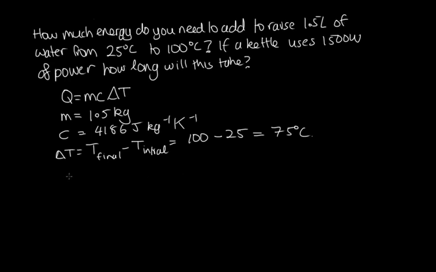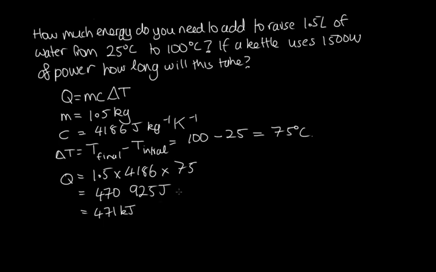And so the amount of heat we need to add is given by 1.5 times 4,186 times this change in temperature, the 75. And solving that on the calculator, we get 470,925 joules, which we can write as 471 kilojoules. We convert it to kilojoules by dividing by 1,000.